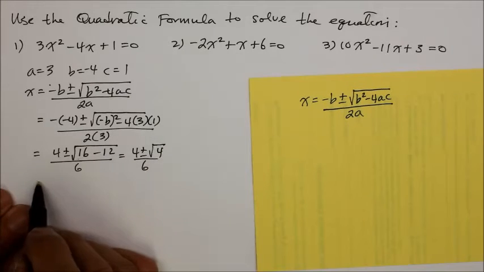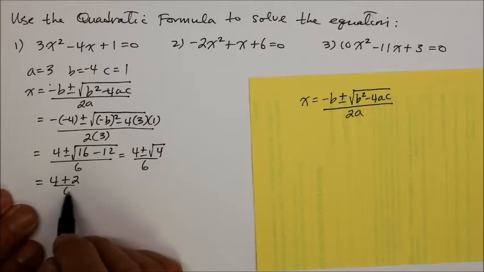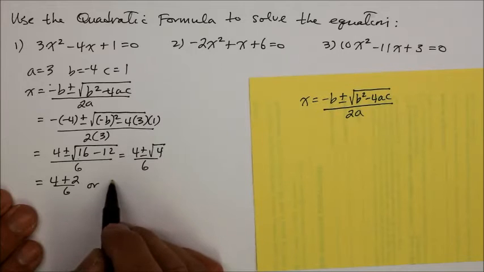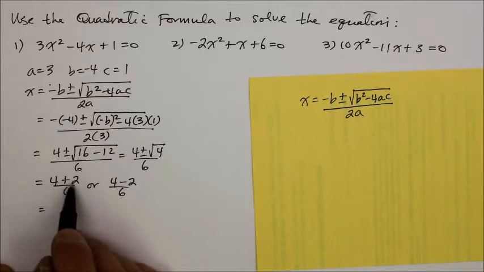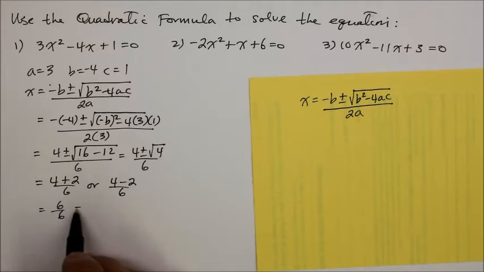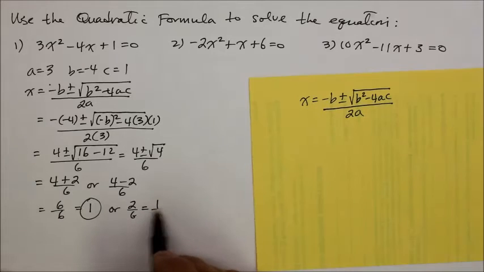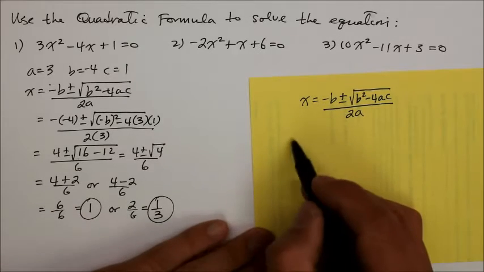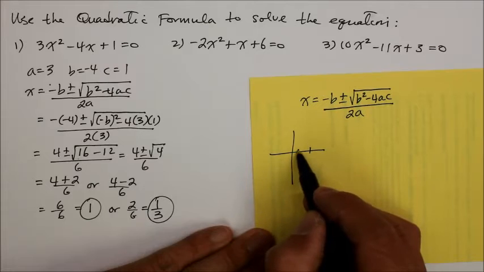Since we do, we can write them as two separate expressions. We could say 4 plus 2 over 6, or, make sure you say or, you can't be in two places at one time, 4 minus 2 over 6. When we further evaluate, 4 plus 2 is 6 over 6, so one of the solutions is 1. Or 4 minus 2 is 2 over 6, which is 1/3. So those are the two points where the parabola goes through the x-axis: one at 1 and one at 1/3.